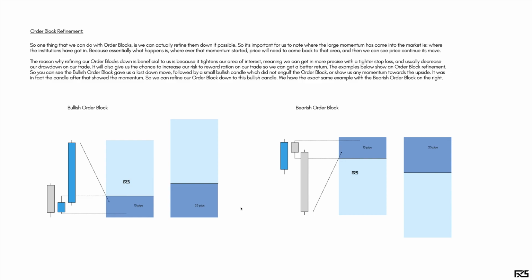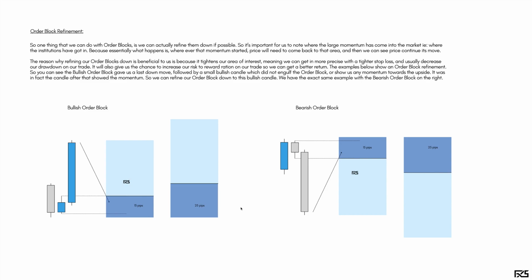Order block refinement. One thing we can do, as just discussed, is refine our order block down if possible. So it's important for us to note where the momentum has come into the market, i.e. where the institutions have got in. Because essentially, wherever the momentum started, price will need to come back to that area, and then we can see price continue its move from there.